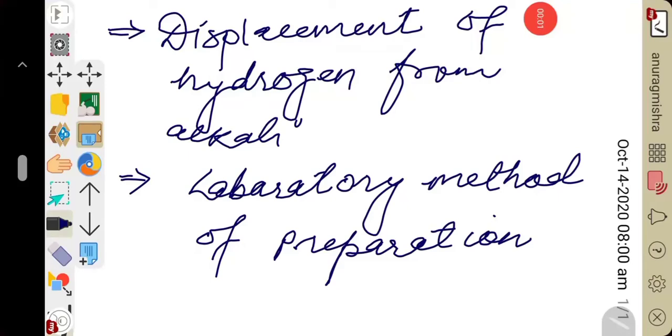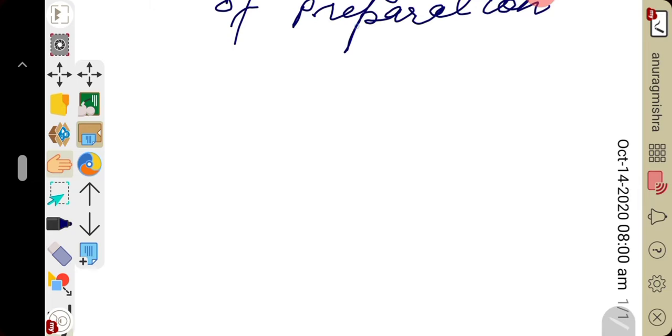Hello children, good morning. Today we will discuss the preparation of hydrogen by alkalis, or you can say displacement of hydrogen from alkali, how hydrogen can be prepared from alkali, and the laboratory method of preparation of hydrogen. So let us start first with displacement of hydrogen from alkali.